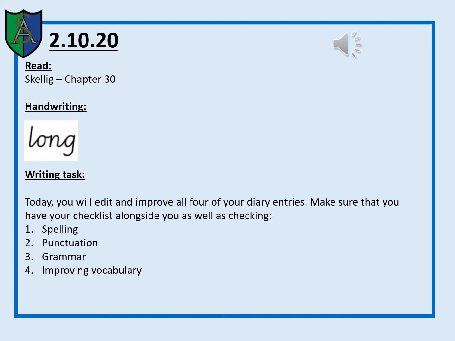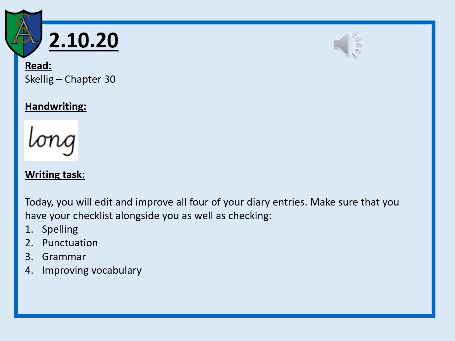So our task for today is very simply going back and looking at Monday, Tuesday, Wednesday, Thursday's lessons worth of work. So those 4 diary extracts, and we are proofreading them. We're going to edit and improve all 4 of them. To do that, we're going to use the success criteria that you've got, and you're going to use our normal checklist of checking for spelling errors, checking for punctuation errors, grammatical errors, and we're going to improve your vocabulary.